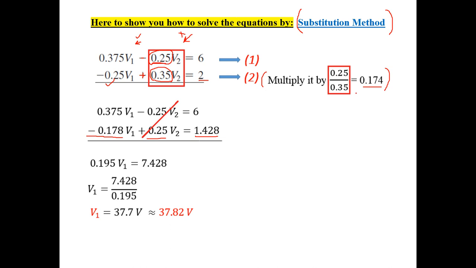So don't forget to multiply the whole equation. If you can notice here, I have the same number, 0.25 and 0.25. This is negative and this is positive, so it can be cancelled, yes or not? Because minus 0.25 V2 plus 0.25 V2 is 0, so I can cancel it. Of course, don't forget I will add here the summation between the two equations.